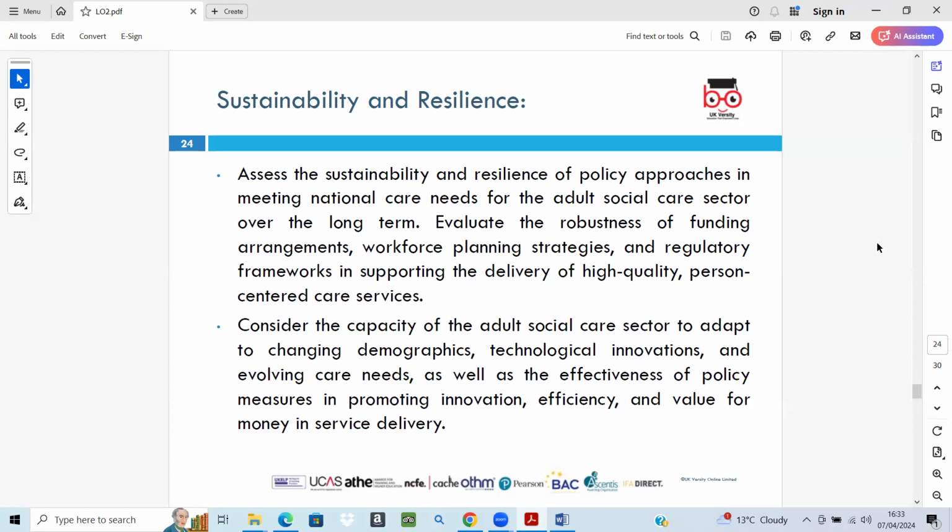Then the regulatory framework. For the regulatory framework, we always evaluate the effectiveness of regulatory frameworks in promoting high standards of care, ensuring compliance with regulation, and safeguarding the rights and well-being of service users.